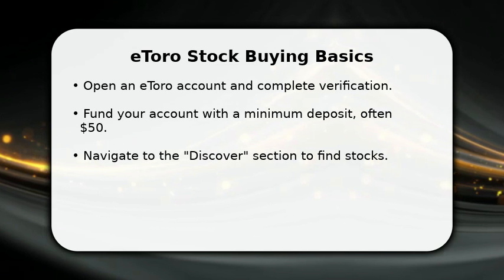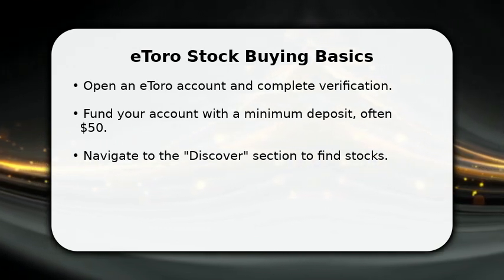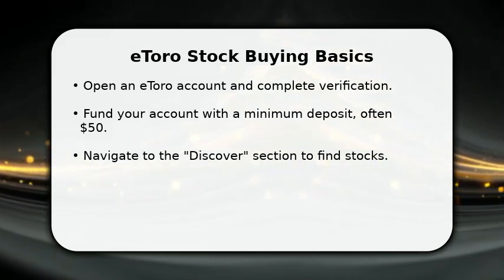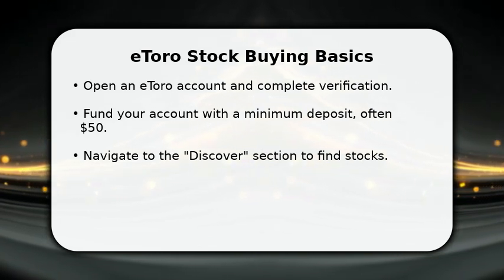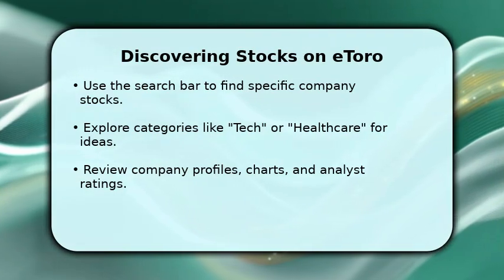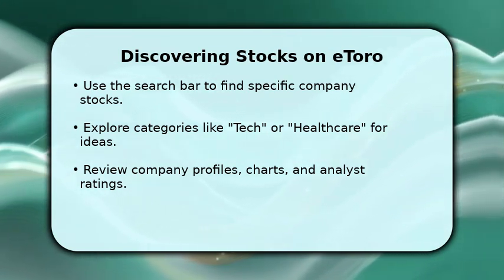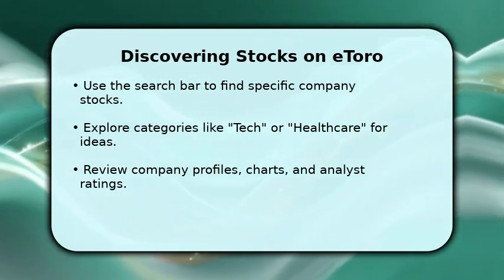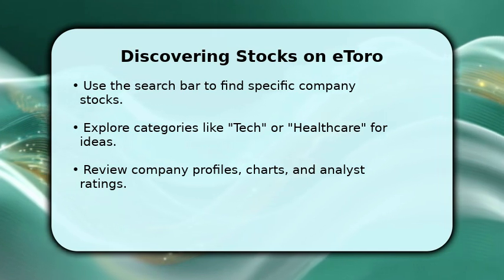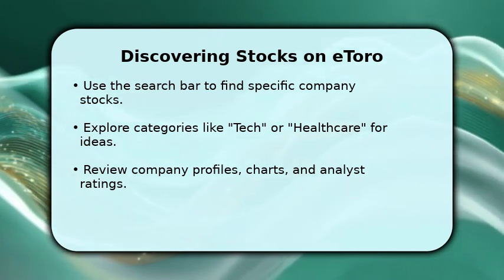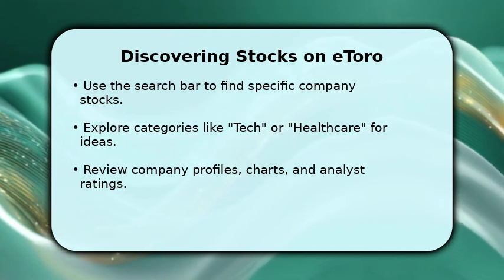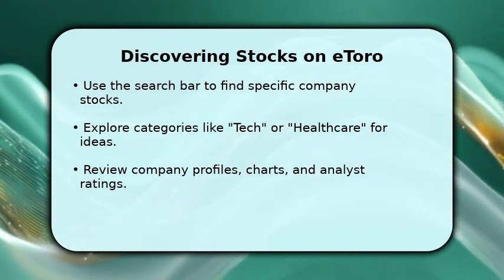After your funds are available, head to the Discover section to begin exploring the wide range of stocks available for purchase. Finding the right stock is easy on eToro. You can use the search bar at the top to directly look up a specific company by its name or ticker symbol. Alternatively, browse through various categories like tech or healthcare to discover new investment opportunities.